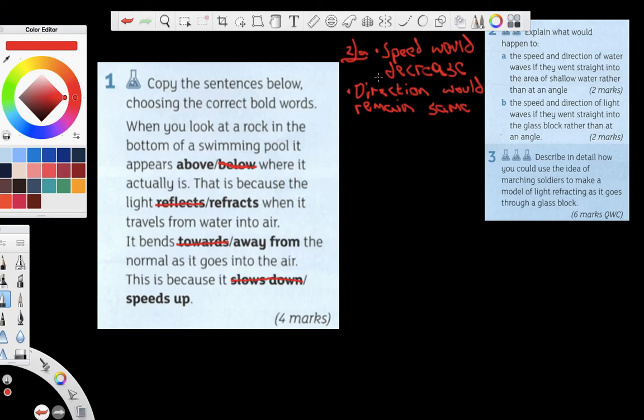The speed and direction of light waves if they went straight into a glass block rather than at an angle. So 2B. So rather than the light going at an angle, it's going straight. So the speed would decrease, but the angle or direction would remain the same.